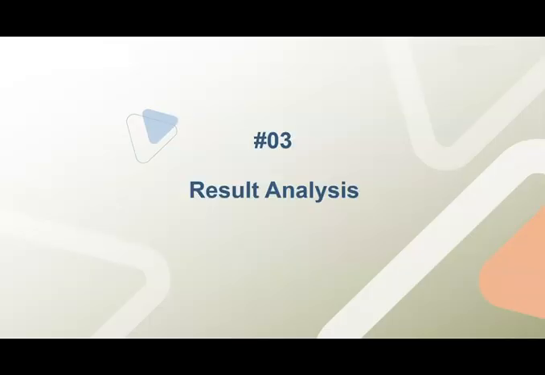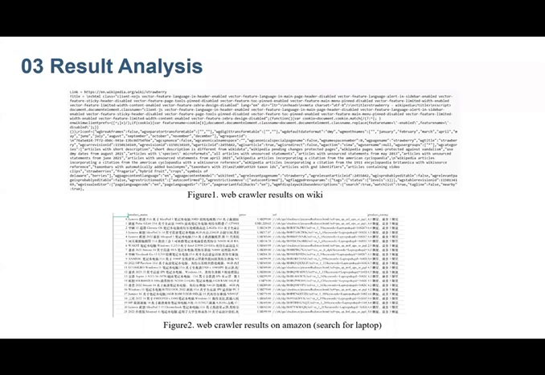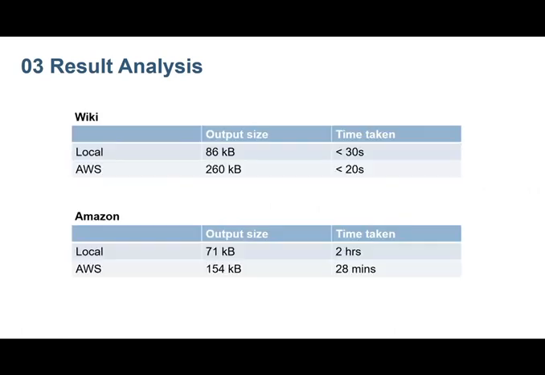Now let's see the result of the test. This page shows how the crawled contents look. Similar to the local crawler, the wiki result contains the URLs and the paragraph. The Amazon search crawler returns the item name, price, URL, and the product ratings of the relevant goods.